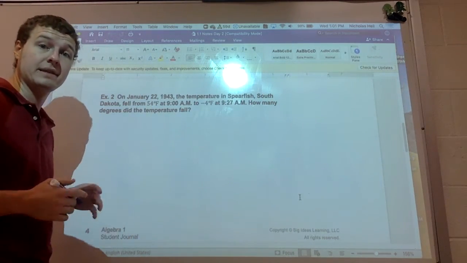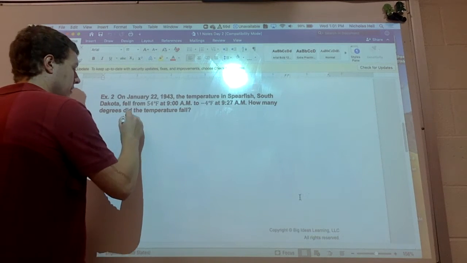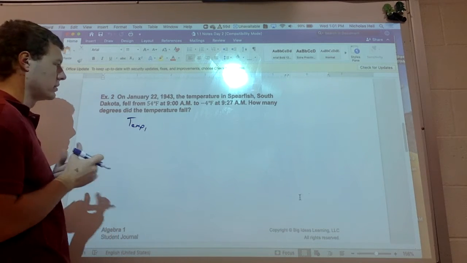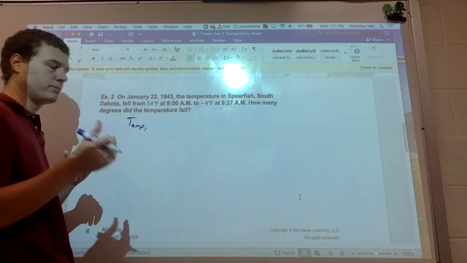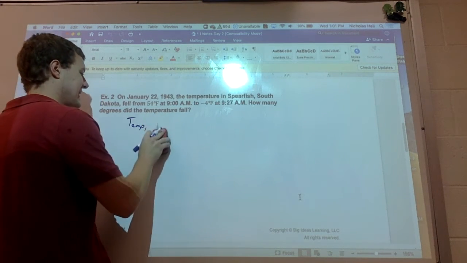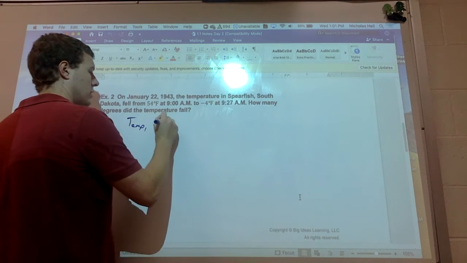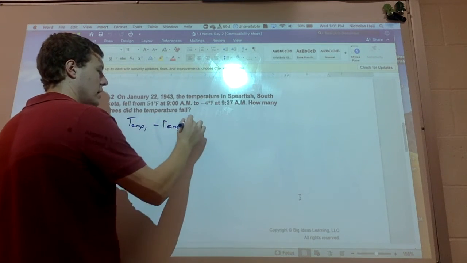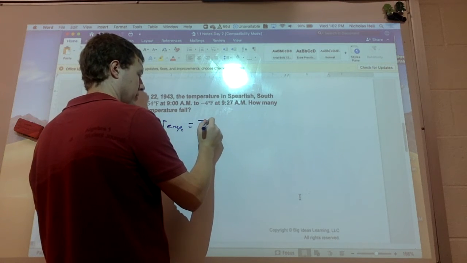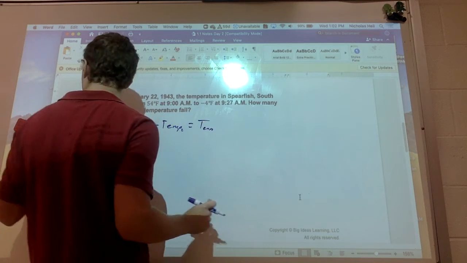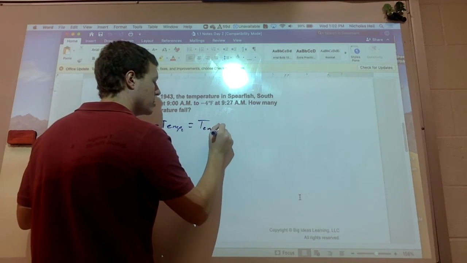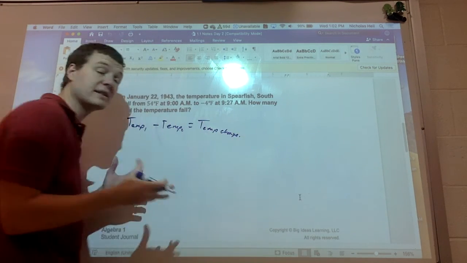How many degrees did the temperature fall? So I'm going to take my temp 1. I'm just going to give ourselves a little equation that we can work with. Temp 1, our starting temp, minus our second temperature should equal our total change in temperature. So the temp change, I'm just going to write that as temp change. And that's what we really want.